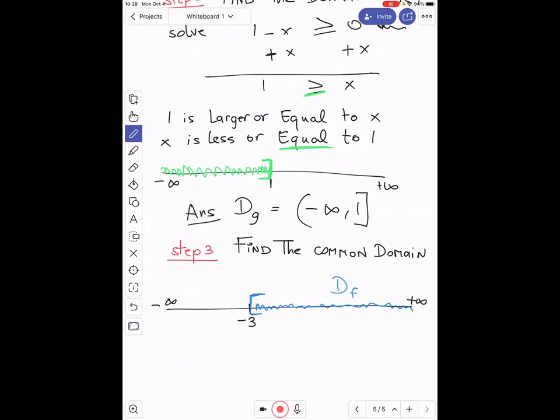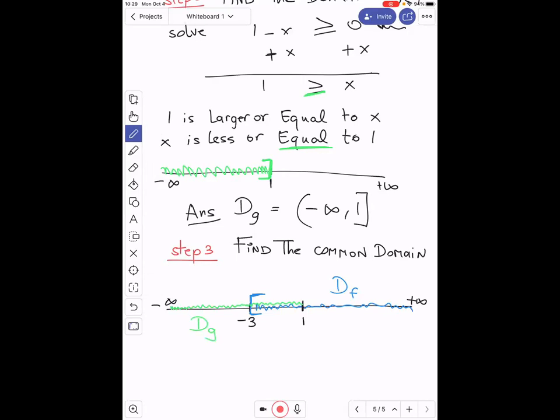All right. Now, domain of G. It's from -infinity to +1. So we're going to need +1, which is, of course, on the right side of -3, because +1 is larger than -3. And then domain of G is going to be this green interval, from -infinity to +1.